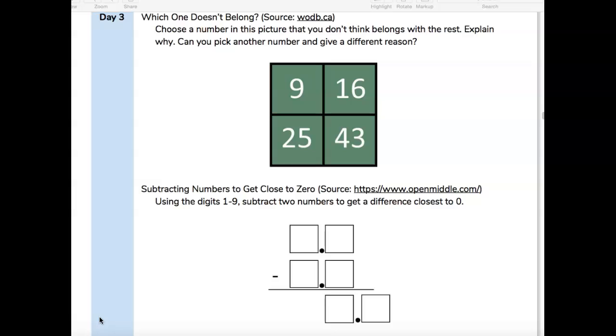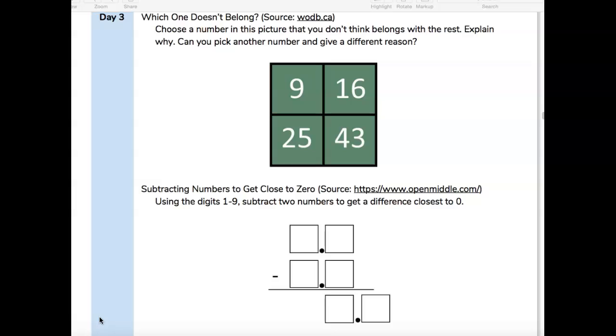We are on week 2, day 3. Which one doesn't belong? This is Thursday, May 14th. And let's take a look at this. It says choose a number in this picture that you don't think belongs with the rest. Explain why. Can you pick another number and give a different reason?